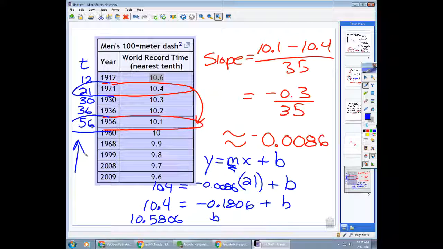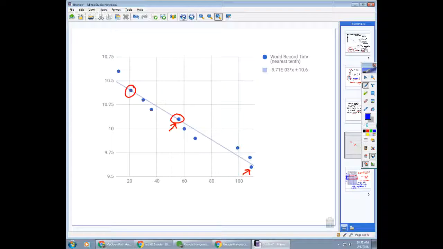So it shouldn't be too much of a surprise that we got almost the same slope as in the model and almost the same y-intercept because we picked 2 points that we thought were pretty close to on that line. So we got close to what the computer said.